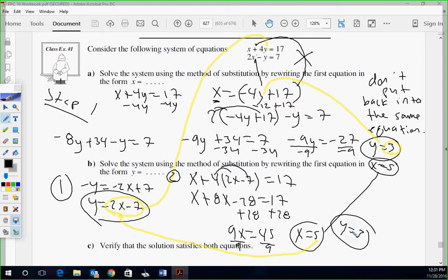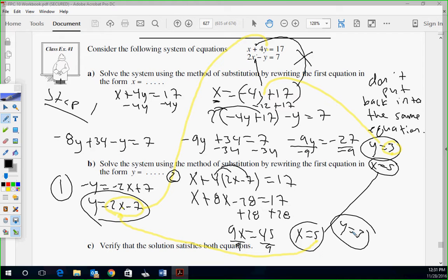Okay, down there at the bottom, verify. What you do to verify is you take x and y. I'll let you do this on your own. You take x, plug it in. Take y, plug it in. So here's the first one: 5 plus 12 is 17. Check mark.